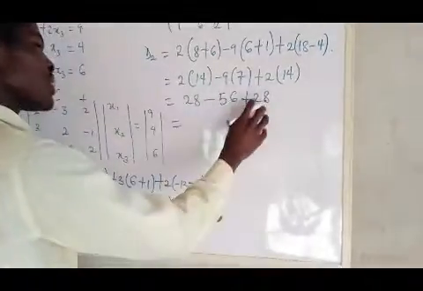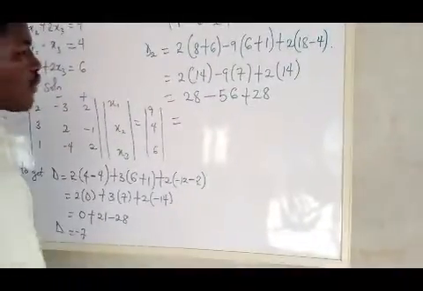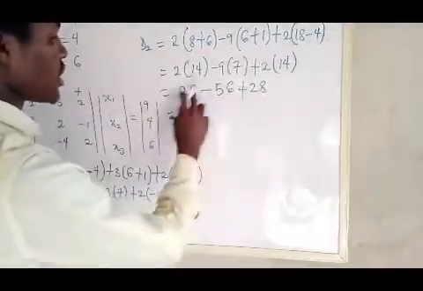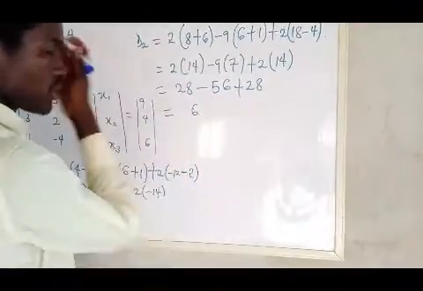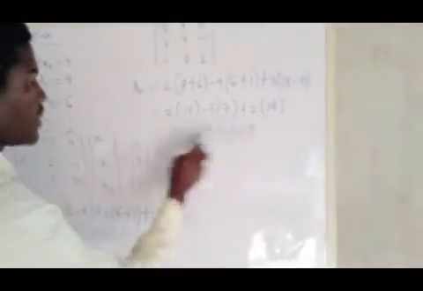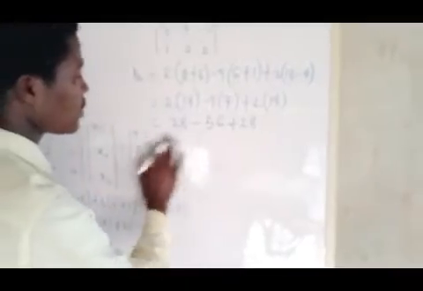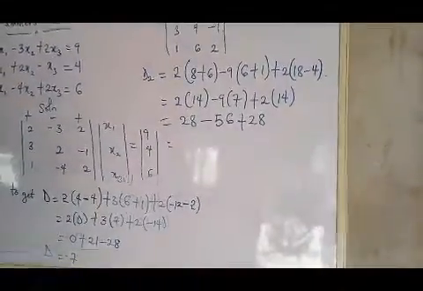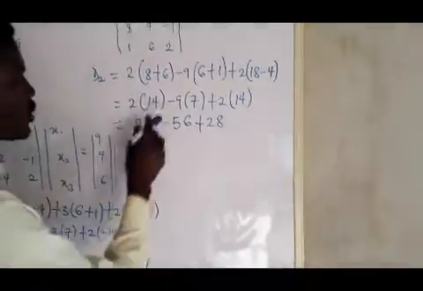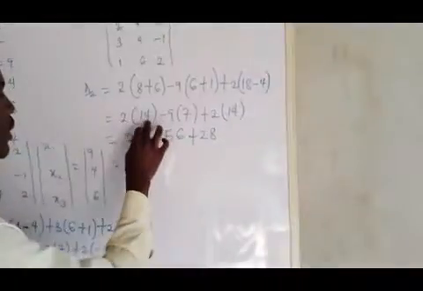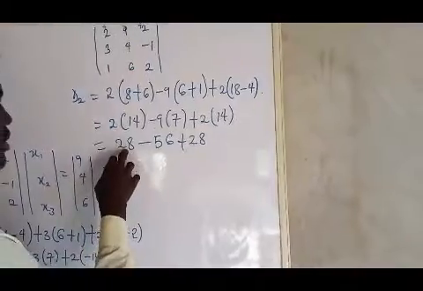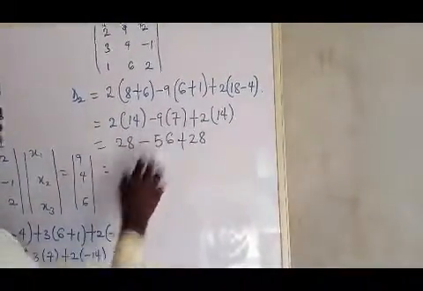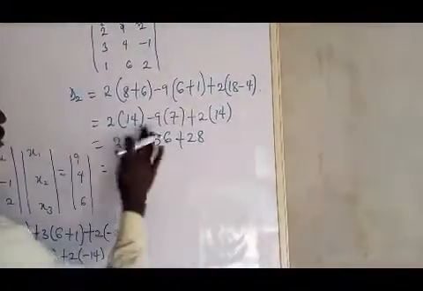All right, 28 plus 28 will give us what? Then, 9 times 7. All right, so here we have 2 times 14 to be 28. Then 9 times 7, that's 63. So that's a mistake here.